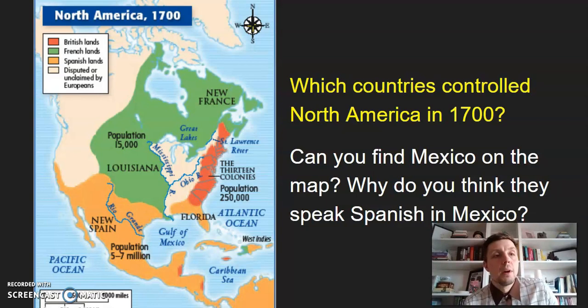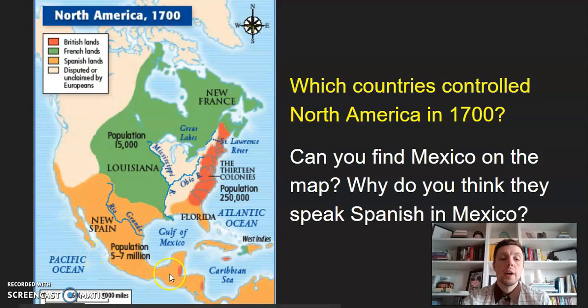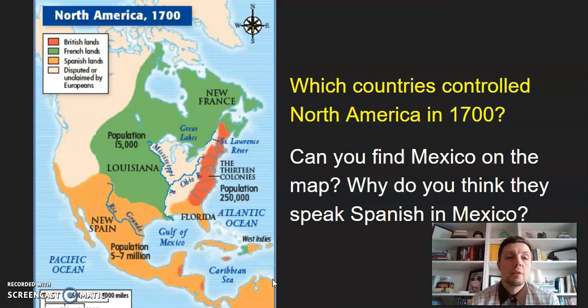On this slide, you see a map of North America in the year 1700. The question asks you which countries controlled North America in 1700. So if we take a look at our legend over here, you can see we have British lands, in red, okay, mostly down the coast here in what was called the 13 colonies. French lands in green, which controlled much of the area around Hudson's Bay, Quebec, and the central United States today. And in orange we see Spanish lands, which controlled what we would know as Mexico today and Central America, Florida, Cuba.